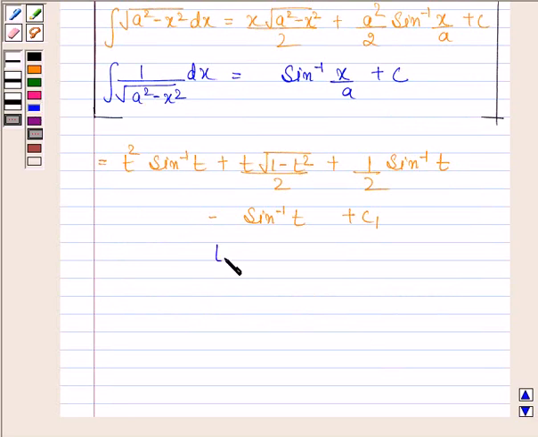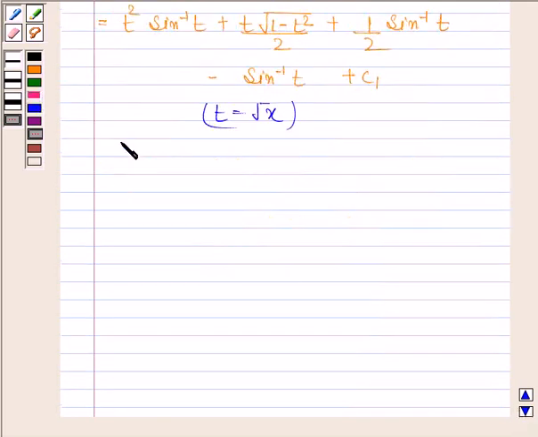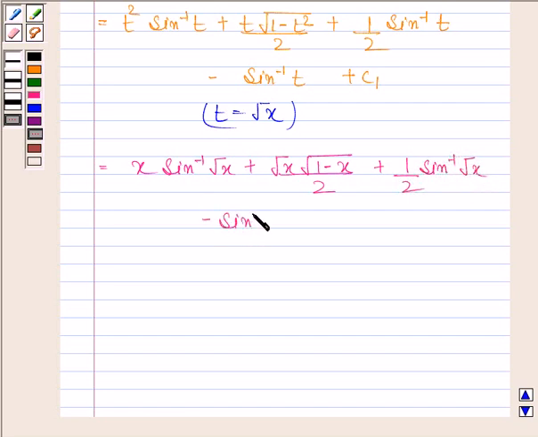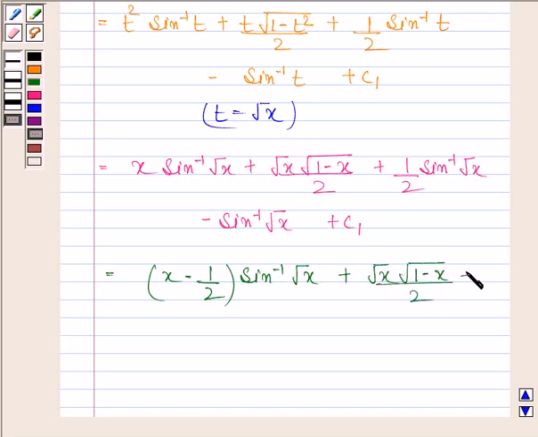Now, t is equal to root x. So, now we are going to replace t by root x. So, we have x into sine inverse root x plus root x into square root of 1 minus x by 2 plus 1 by 2 sine inverse root x minus sine inverse root x plus c1. This is equal to x minus 1 by 2 sine inverse root x plus root x into square root of 1 minus x by 2 plus c1.